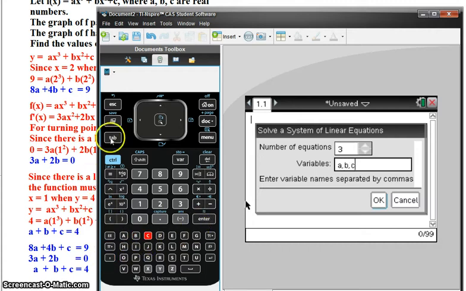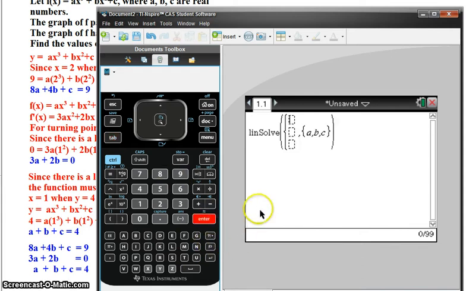And tab to OK, and it's important, by the way, to put the commas in, and hit enter. Now we get a template, and as you'd probably guess, we just enter these equations into the template. Now you can see them down here, so I'm going to put the first one in, 8a plus 4b plus c equals 9.